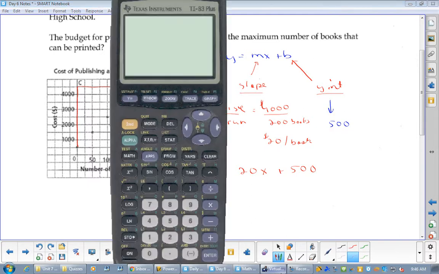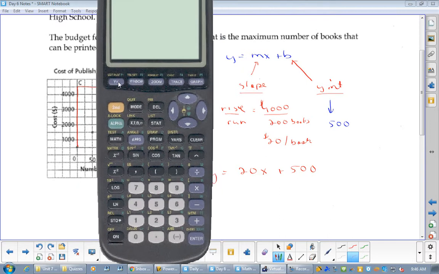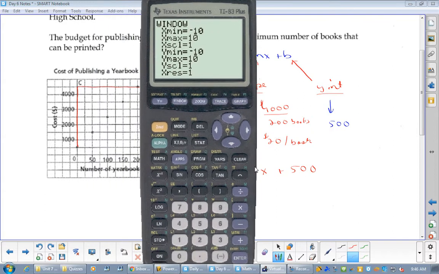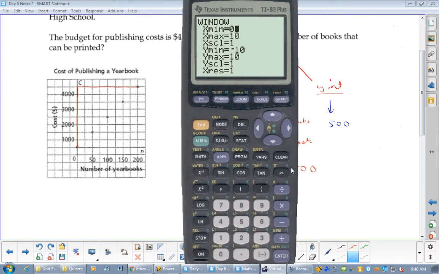Okay, and I want to actually prove that to you. I'm going to put that equation in. So I'm going to go 20x plus 500. Now I want you to see something here. I'm going to hit the window because I want to have the same window settings as this. What is the y or the x minimum on this graph? 0. What is the maximum? 200. And what's the scale? Actually, it's kind of going by 25s, isn't it?